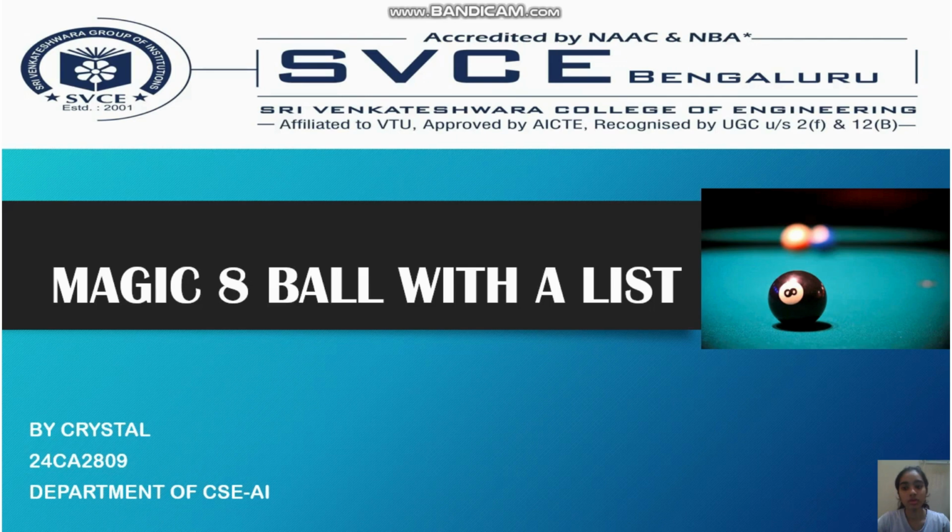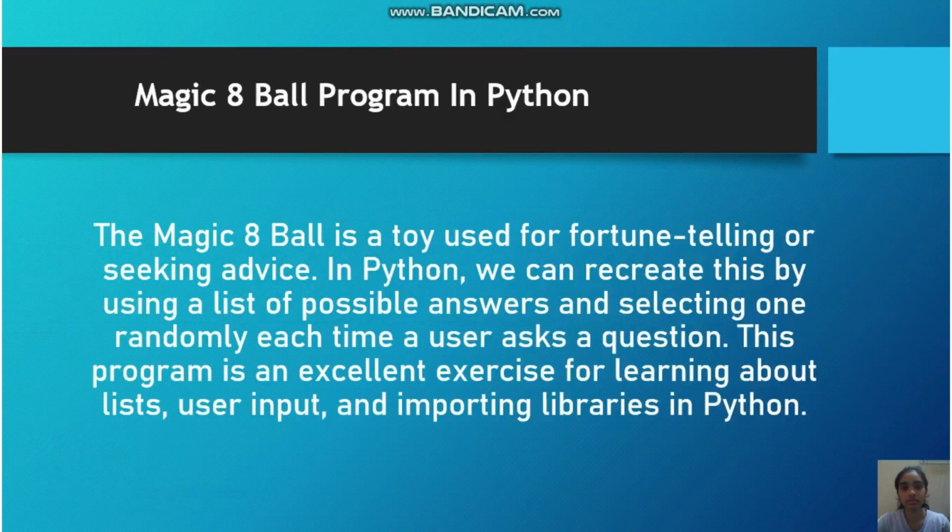In this video we will learn how to write a program of the Magic 8 Ball using a list. Magic 8 Ball program in Python. The Magic 8 Ball is a toy used for fortune telling or seeking advice. In Python we can recreate this by using a list of possible answers and selecting one randomly each time a user asks a question. This program is an excellent exercise for learning about lists, user input, and importing libraries or modules in Python.